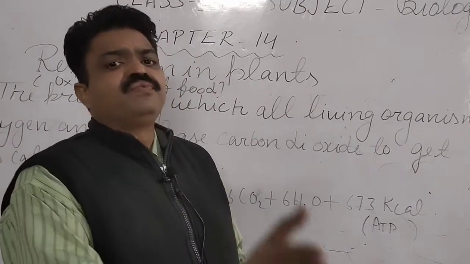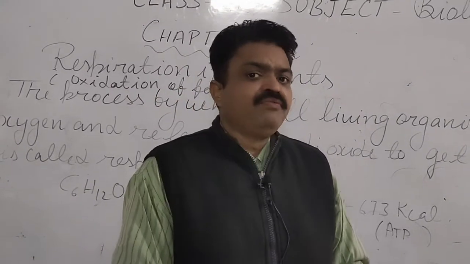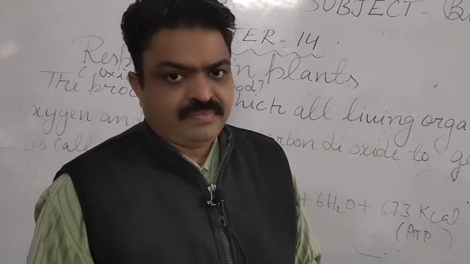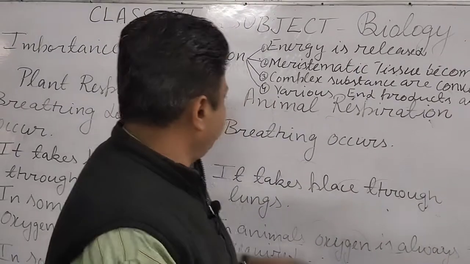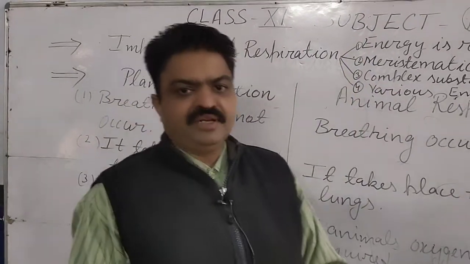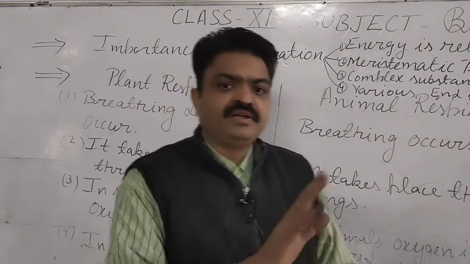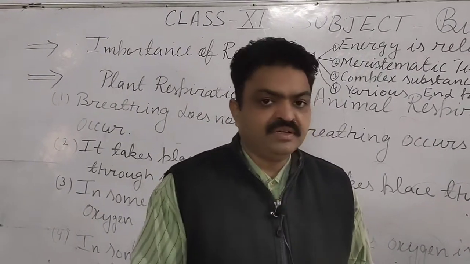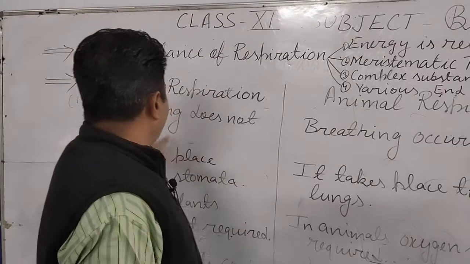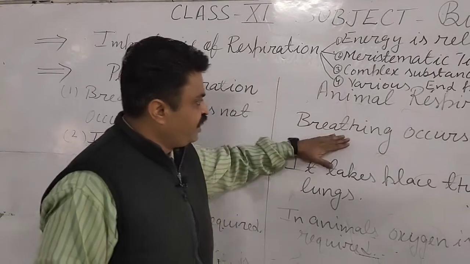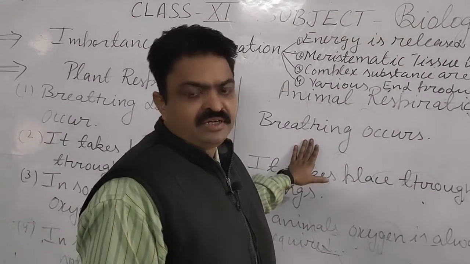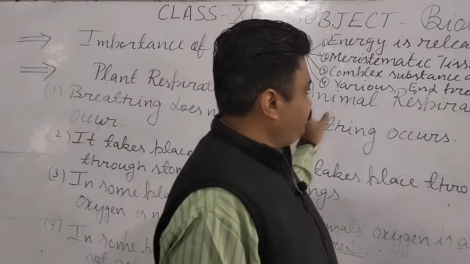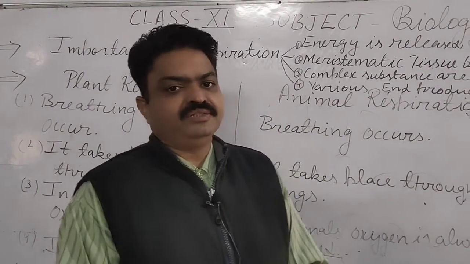Now it differs from animal respiration, student. Now we will discuss the difference between plant respiration and animal respiration. In plants, breathing does not occur. What is breathing, student? Inhalation and exhalation of gases together is known as breathing. So breathing is not found in plants, but it is found in animals, generally the higher living organisms like mammals. They have breathing for respiration, student.